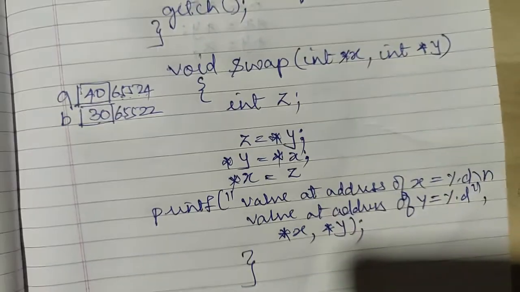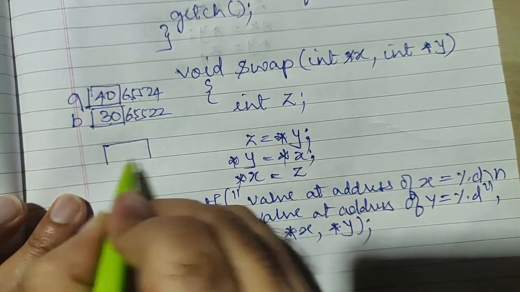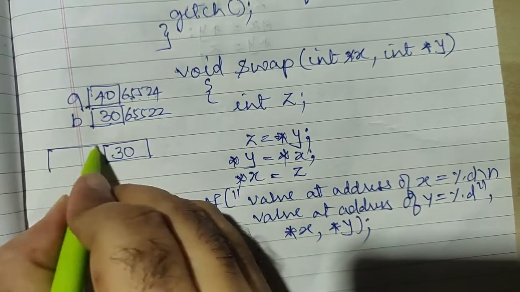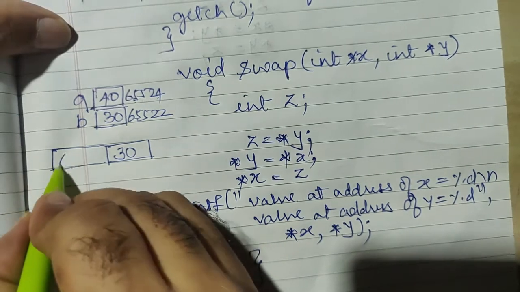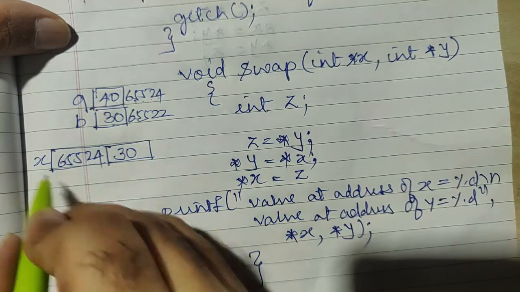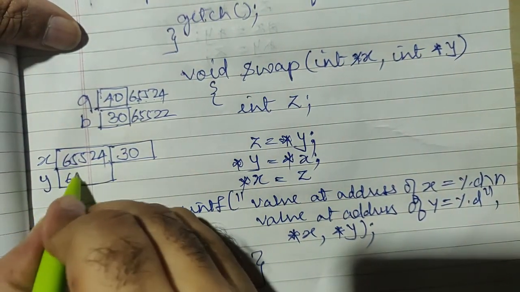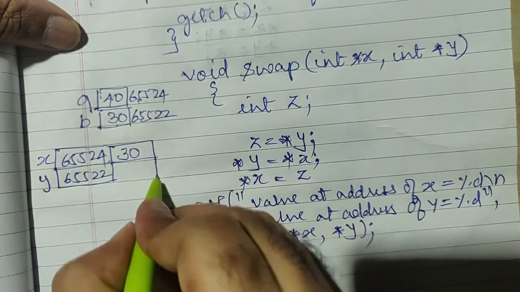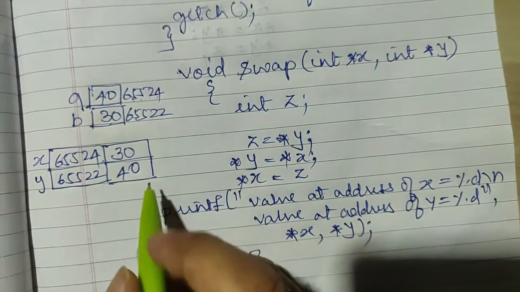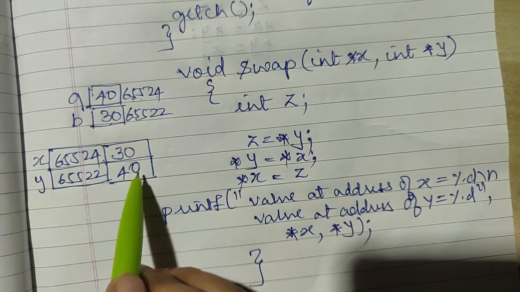And if you have a look after swapping, how does it look like? So this is 30. Here I'll mention the address, that is 65524, and this address was there in X. Similarly, let me mention it as Y. Y has the address 65522 and here the value which I have just swapped is 40. So very cleverly, by loading the address in X and Y, I have swapped the values.